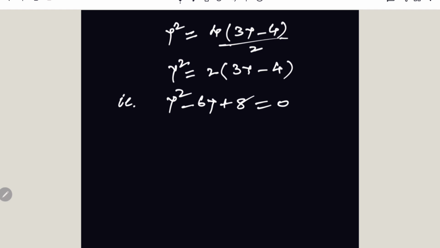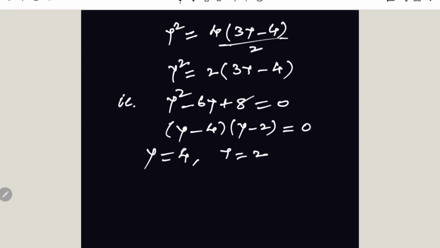Then solving this for y by making factors of this 8, sum must be minus 6 and product must be plus 8. Therefore, factors are y minus 4 and y minus 2 equal to 0. Sum of minus 4 and minus 2 is minus 6, and the product of minus 4 and minus 2 is plus 8. Equating to 0, we get y is equal to 4 and y is equal to 2.